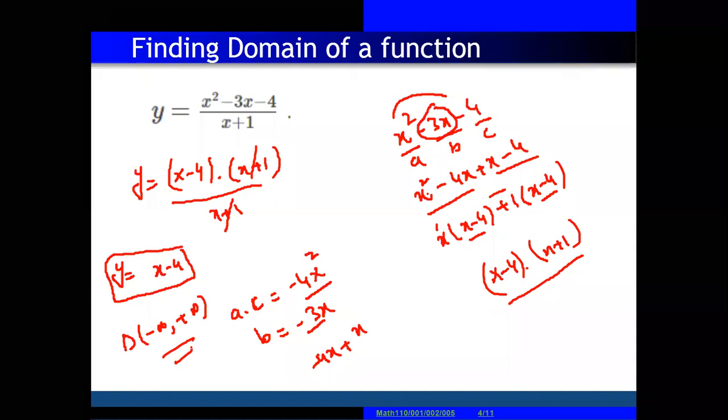So when you have this type of question, first try if you can factorize. If factorization is possible, then it's okay. If not possible, then the rule is denominator must not equal to 0. Just write down x plus 1 not equal to 0, and x is not equal to minus 1. All values are possible except minus 1. Clear, guys?